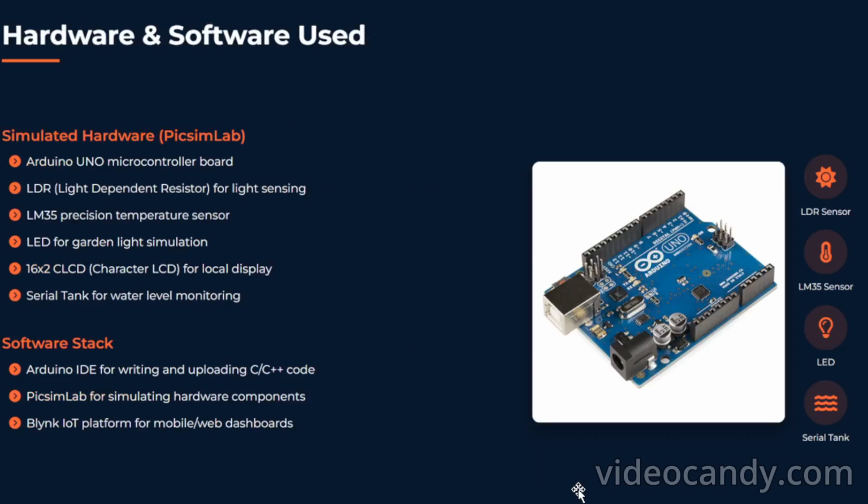All hardware components like Arduino Uno, LDR sensor, LM35 temperature sensor, LEDs, CLCD display, and the virtual serial tank were simulated using PicsimLab. The Arduino IDE was used for coding in C and C++. The Blynk IoT app acted as the remote interface, allowing me to monitor sensor data and control devices directly from a smartphone. This setup helped me implement and test the entire automation workflow without needing physical hardware.